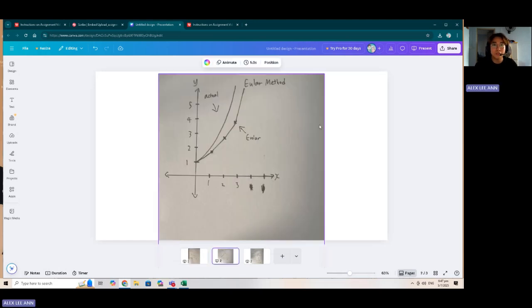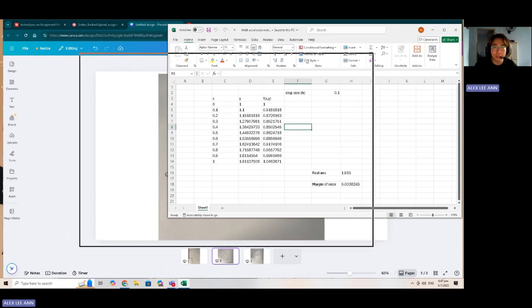So your rough estimation from your formula would be your Euler graph, while your actual one will be a smooth line. Your Euler is just an approximation of the graph, so it'll be near, but it's not the exact answer. So we'll head over to the Excel sheet, which is this.